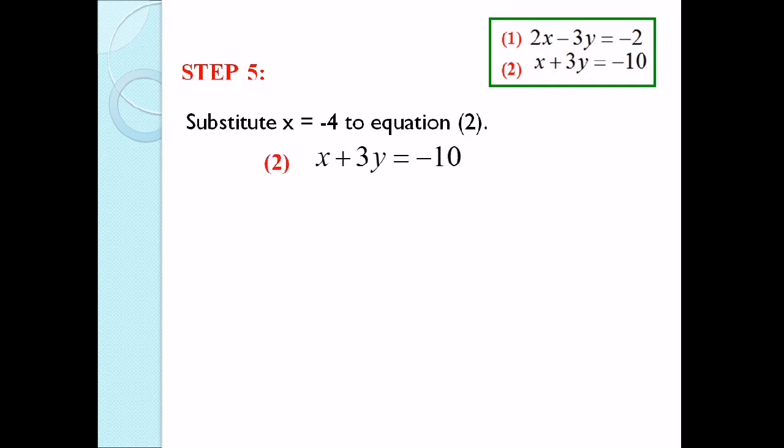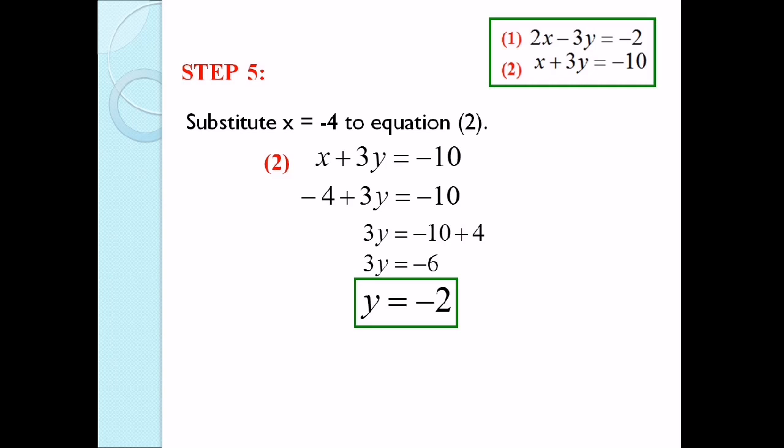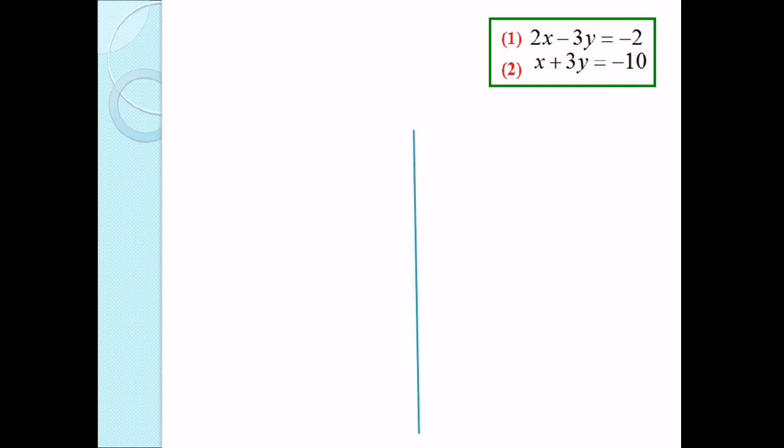So for our equation 2, x plus 3y equals negative 10. So we substitute x as negative 4, plus 3y equals negative 10. Then, we need to get the additive inverse of negative 4. Move it to the right side. 3y equals negative 10 plus 4. Just subtract. Negative 10 plus 4 is negative 6. And then, divide both sides by 3. So, negative 6 divided by 3 is negative 2. The solution is negative 4, negative 2.